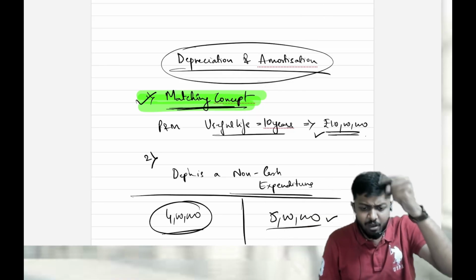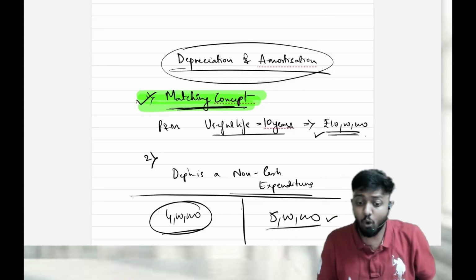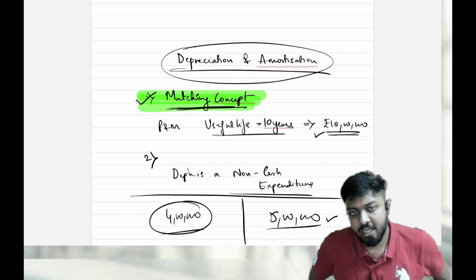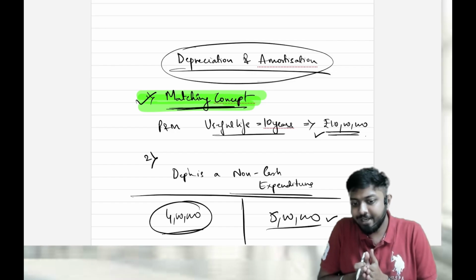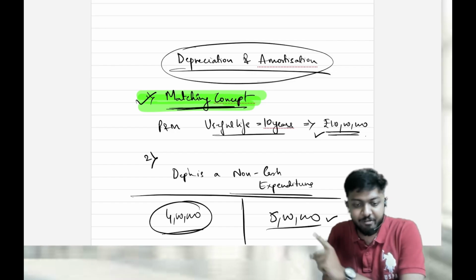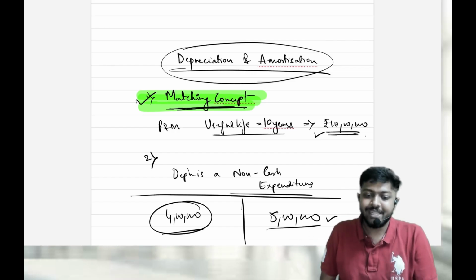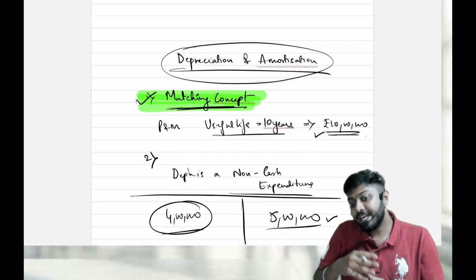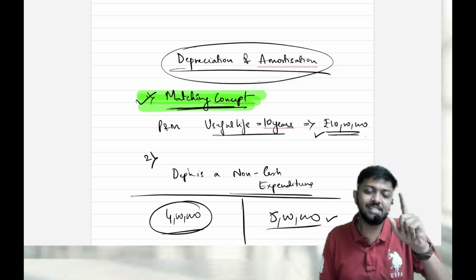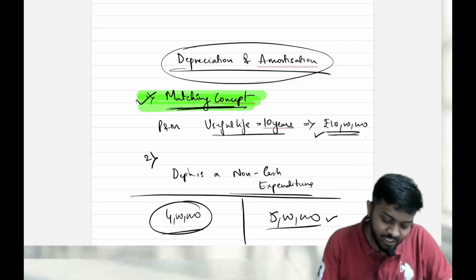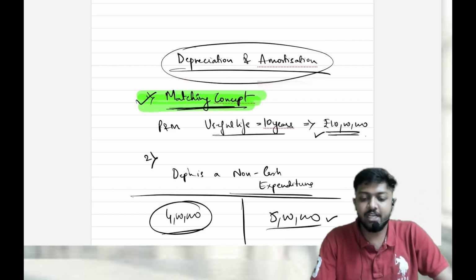And every year 1 lakh, 1 lakh, 1 lakh, 1 lakh comes to P&L over the useful life, which is 10 years. Now this 10 lakhs has come to P&L as expense over 10 years as 1 lakh each. You see, the economic benefit from the asset is over 10 years and the cost is also allocated over 10 years. Now your matching concept is properly matching. So that is the first reason why we charge depreciation.